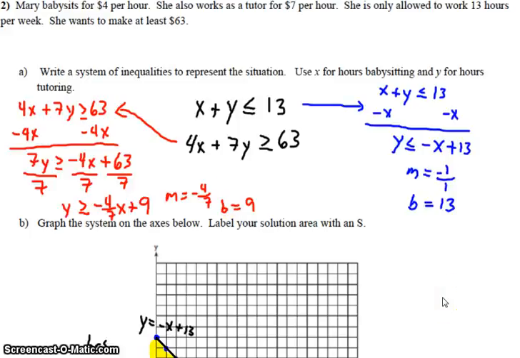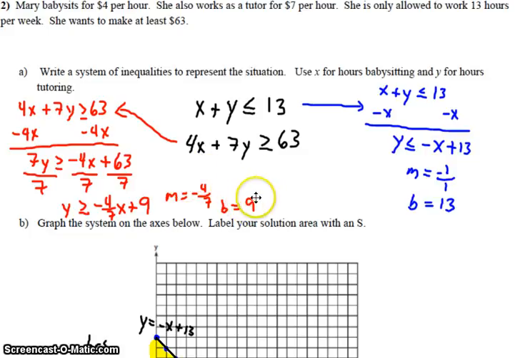Alright, so let's see how you did here. What I did is I rearranged the top one, x plus y is less than or equal to 13 over here. And I ended up getting y is less than or equal to negative x plus 13. I got a slope of negative 1 over 1 and a y-intercept of 13. Over on the left, I did the second one, and a couple steps later I got y is greater than or equal to negative 4/7 x plus 9. So the slope is negative 4/7 and the b is 9.